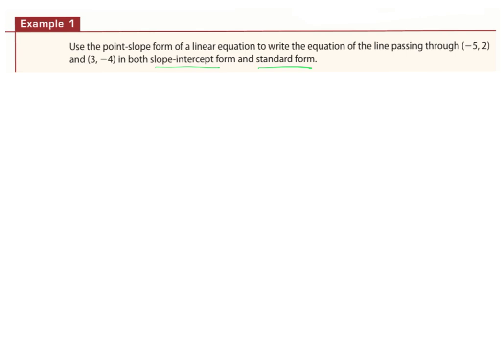So the first thing we are going to do is find the slope. To find the slope, we're going to subtract our y's: 2 minus negative 4, that's my y's. And we are going to subtract our x's: negative 5 minus 3. We get 6 over negative 8. Reduce that, we get negative 3/4. So that is my slope, all right?